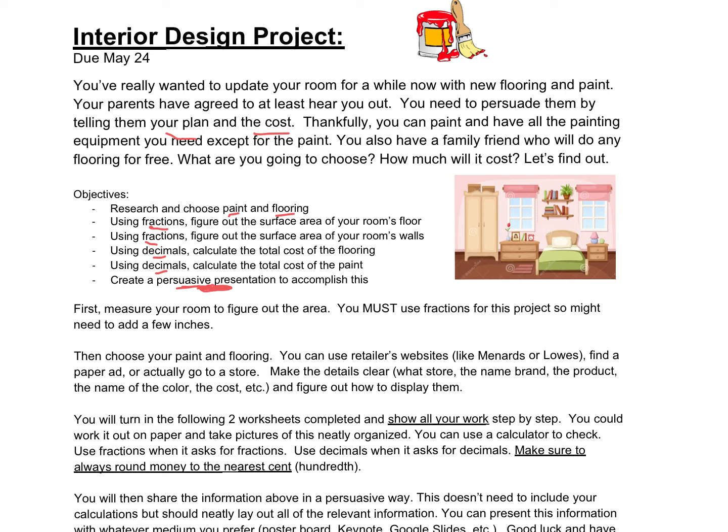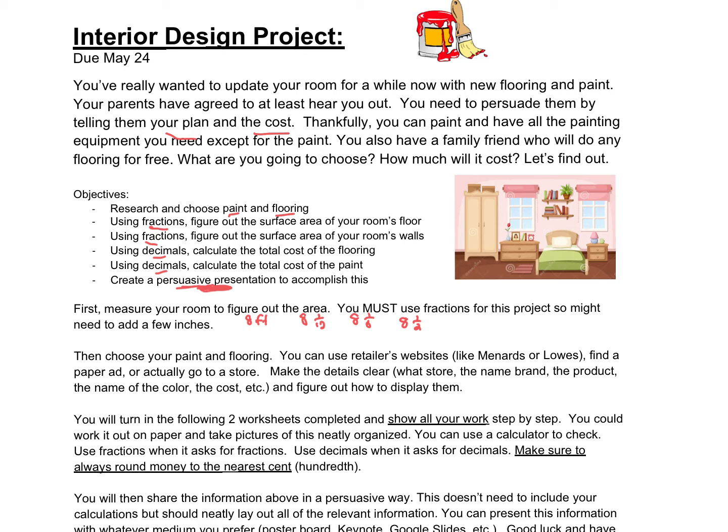Okay, first thing we're going to do, you're going to measure your room to figure out the area or surface area. You must use fractions for this project, so you might need to add a few inches. So if your ceiling is exactly 8 feet, you can't do 8 feet. You have to do 8 feet and 1 inch, which would be 1/12, or 8 feet and 2/12, which is a sixth, or do 8.5 feet. That might make your work a little bit easier, but I want to see you do mixed fractions.